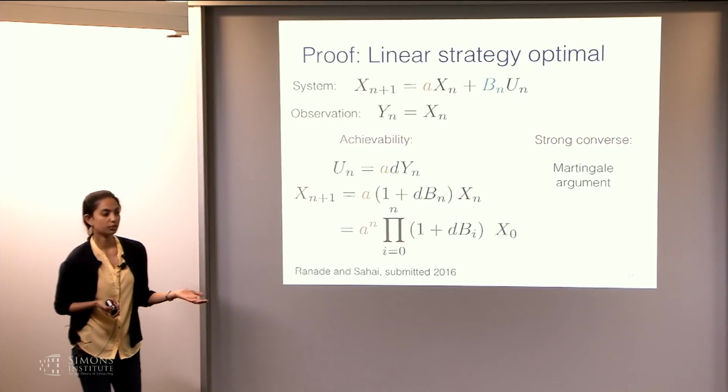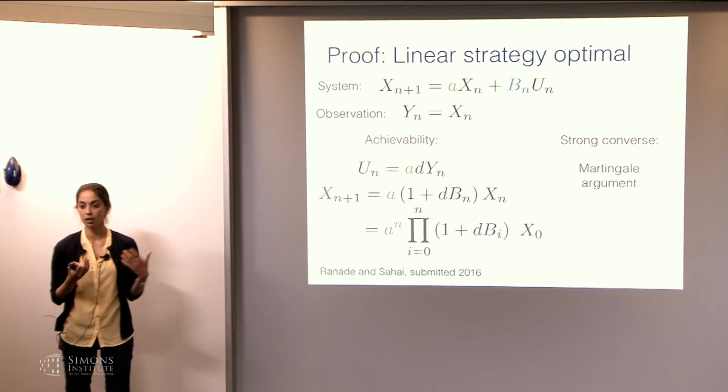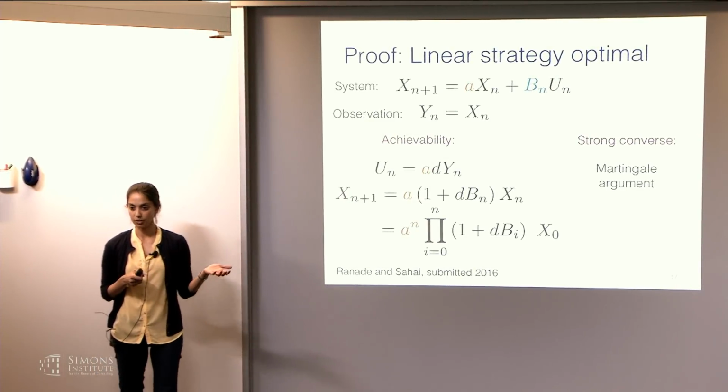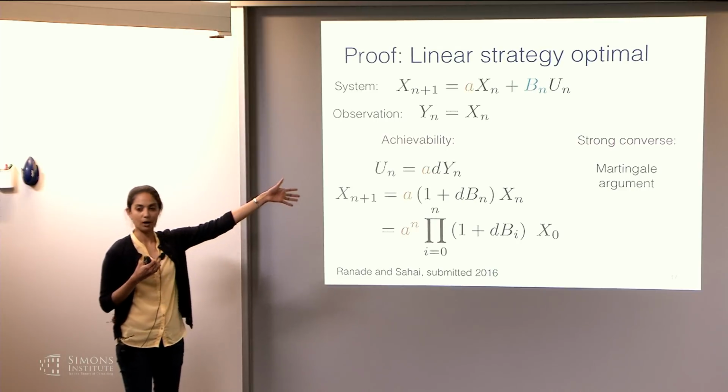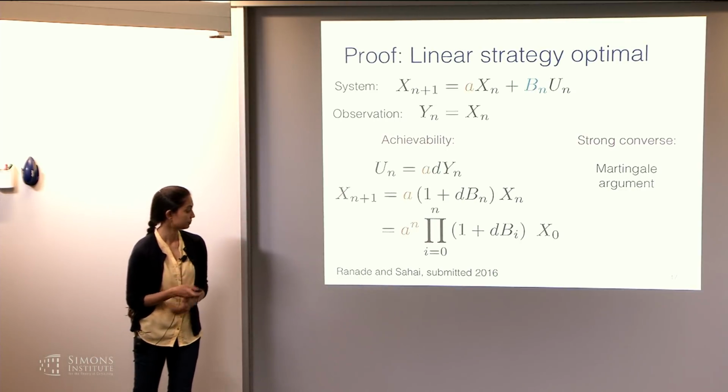And for the converse argument, which is the more interesting part, I won't have time to go into details, but it's basically a martingale argument that shows that even if you used a nonlinear strategy, its performance will always be bounded by the performance of this linear strategy.